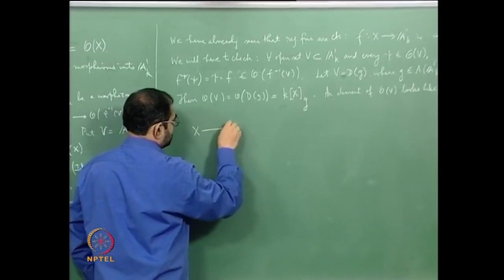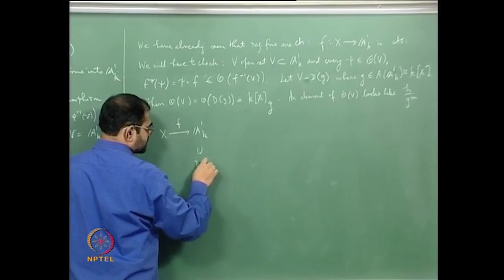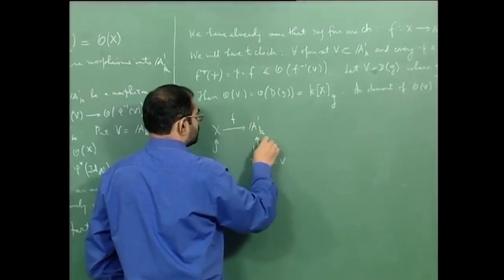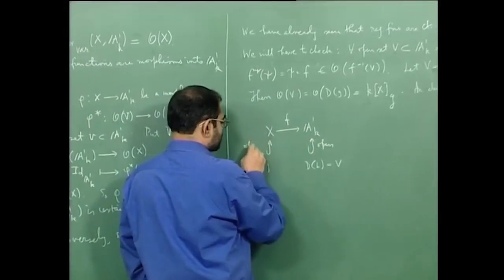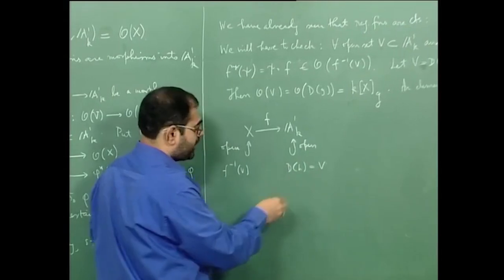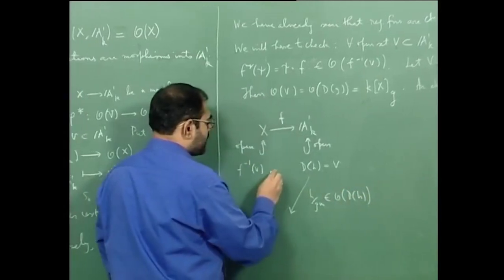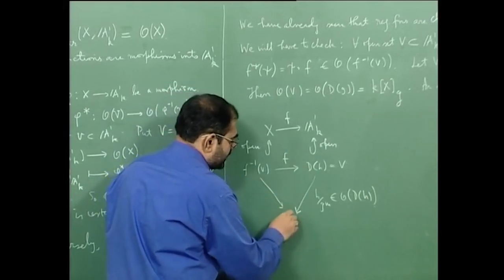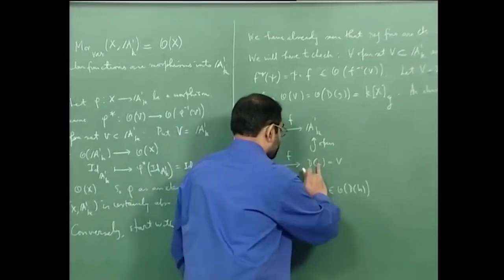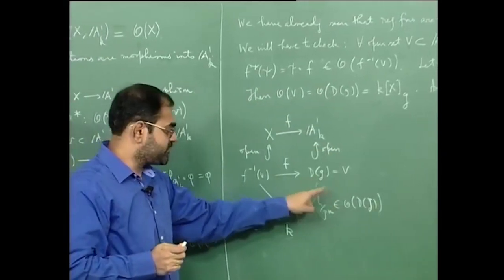Now let me draw this diagram. So I have X, I have A1, and here is f, and here is D of G, which is my V, and then I have f inverse V. This is open, of course, since f is a regular function, it's continuous, so the inverse image of an open set is open. Then on D of G I have a regular function given by h by g power m. This is an element of O of D of G, and then I compose it with f to get the pullback, a regular function into k. Sorry, this should be D of G, I'm sorry, I messed it up here.